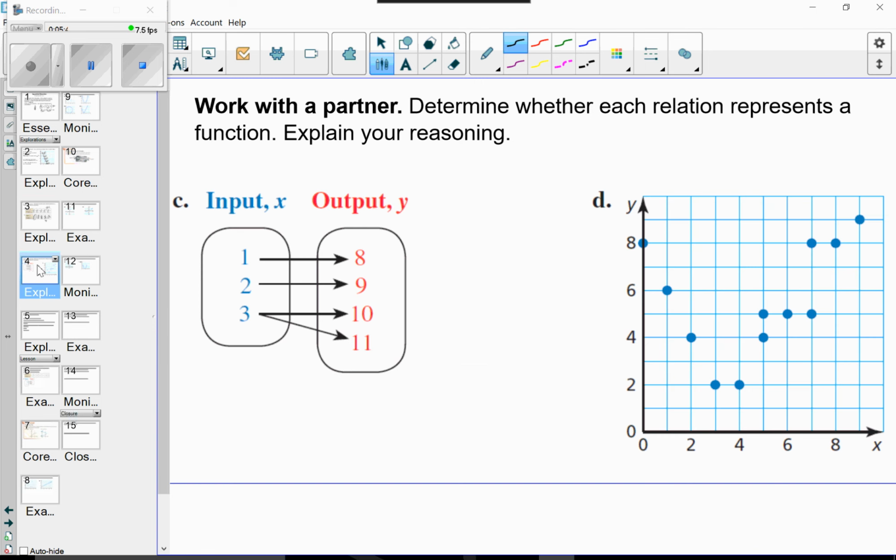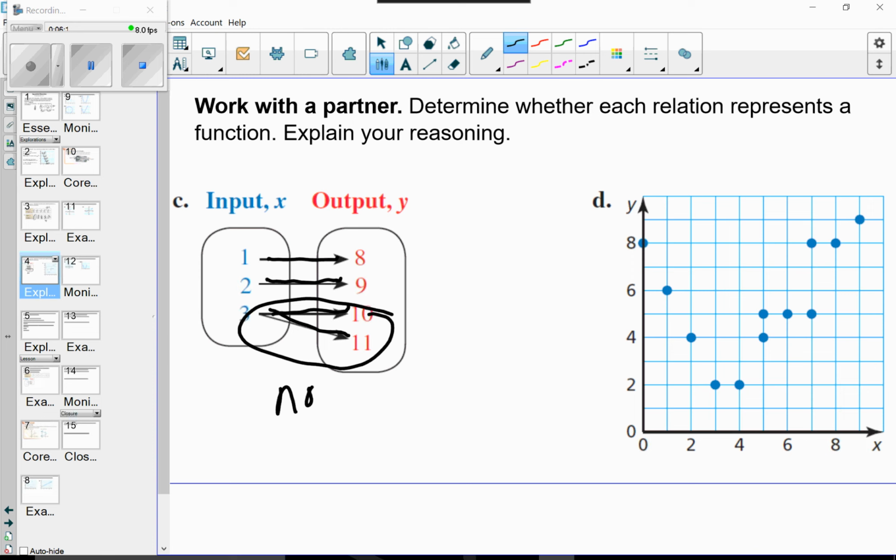Okay, so again, let's try a couple more here. Again, on your own, this is going to be an input-output table, and we're going to use arrows. So again, 1 goes to 8, 2 goes to 9, 3 goes to 10, but 3 also goes to 11. Because of this, this is not a function, because 3 can only go to one output, not two different outputs. So that's not a function.